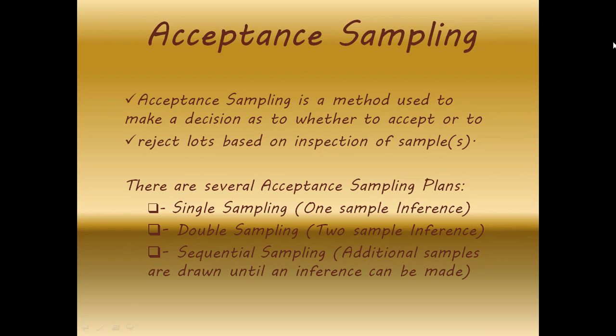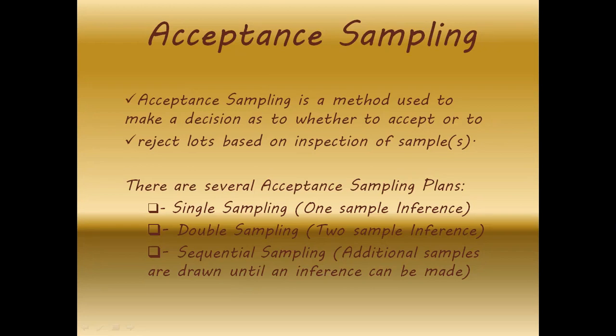There are several types of acceptance sampling plans. First is single sampling, which involves one sample inference. Second is double sampling, which involves two sample inferences. And the third is sequential sampling, wherein additional samples are drawn until an inference can be made. Now let's move to the next slide where we'll explain what control charts are all about.